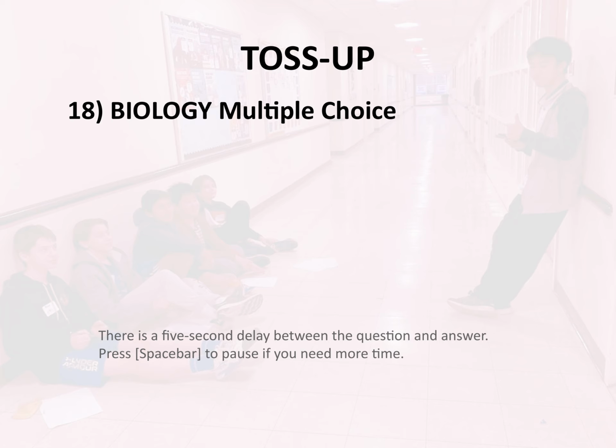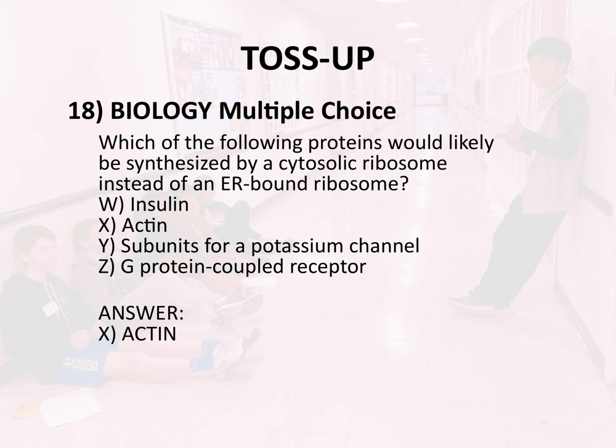Toss-up, 18. Biology. Multiple choice. Which of the following proteins would likely be synthesized by a cytosolic ribosome instead of an ER-bound ribosome? W. Insulin, X. Actin, Y. Subunits for a potassium channel, Z. G protein-coupled receptor. Answer, X. Actin.